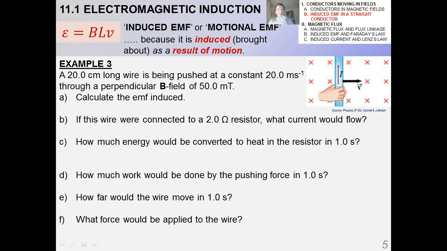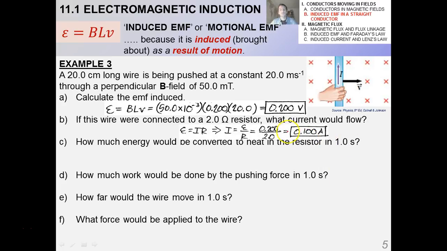All right. Okay, so example 3. Try this one on your own before you look at my solution. Okay, so I have a 20 centimeter long wire being pushed at a constant speed through a perpendicular B field. What's the induced EMF or the motional EMF? Well, it's BLv, it's 0.2 volts, okay? If this wire were connected to a 2 ohm resistor, what current would flow?